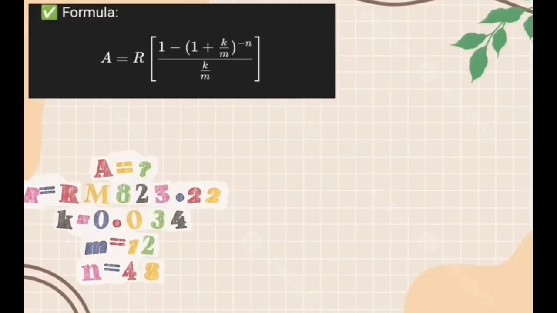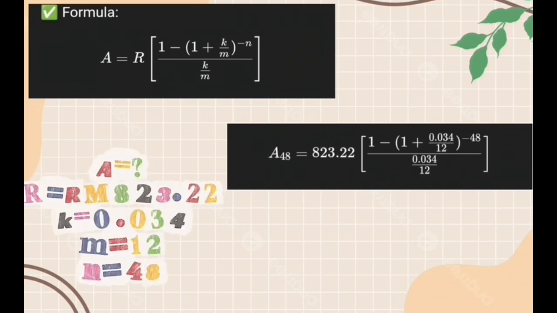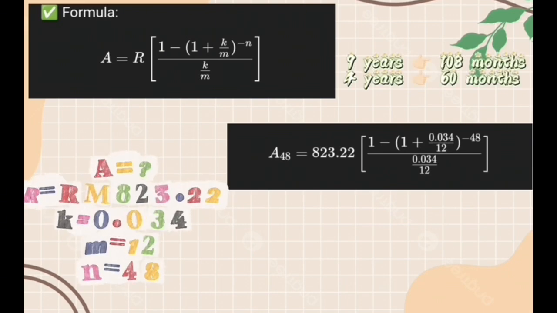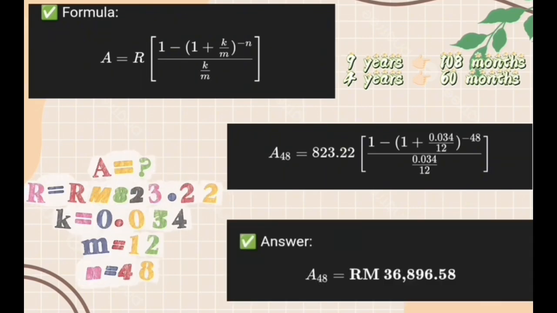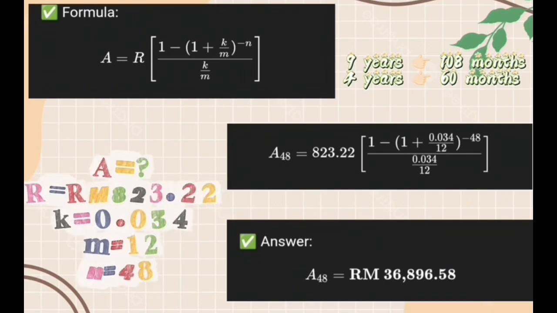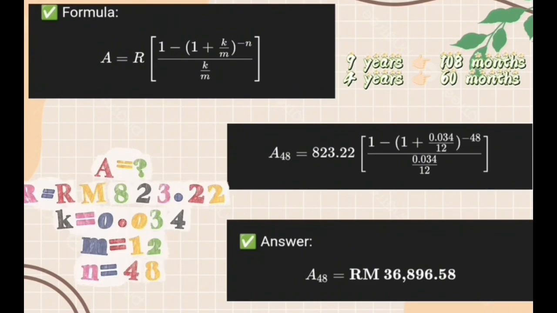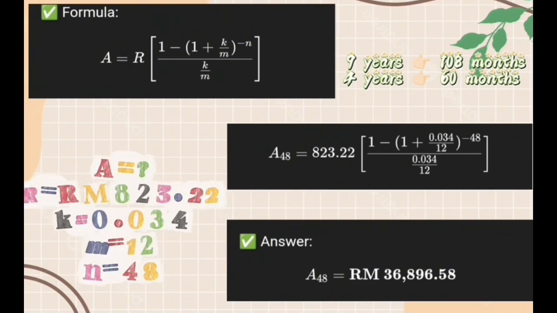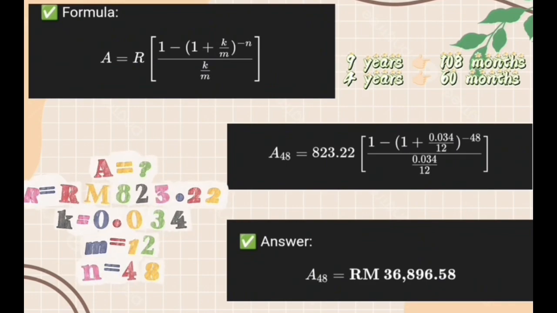For the last question, we need to use the formula A equal to R bracket 1 minus bracket 1 plus k over m bracket to the power of negative n over k over m, and the big bracket at the end of our formula. We just put our numbers into the formula and calculate it by using a calculator. Our answer will get 36,896 ringgit 58 cents. For the n, we use 48 months because 108 months minus 60 months gives us 48 months.